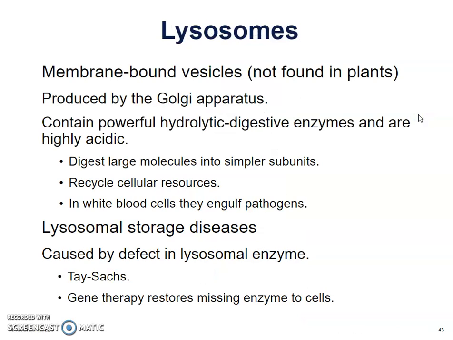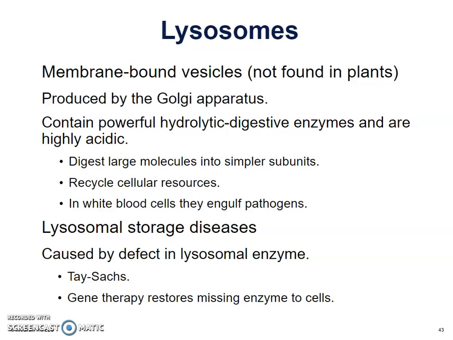Lysosomes are membrane-bound vesicles that are not found in plants. They're made by the Golgi apparatus, and they contain hydrolytic digestive enzymes, kind of like stomach acid. And they digest large molecules into simpler subunits. They're like the recycling center of the cell. In white blood cells, the digestive enzymes are what engulf the pathogen. They surround the bad thing and break it down.